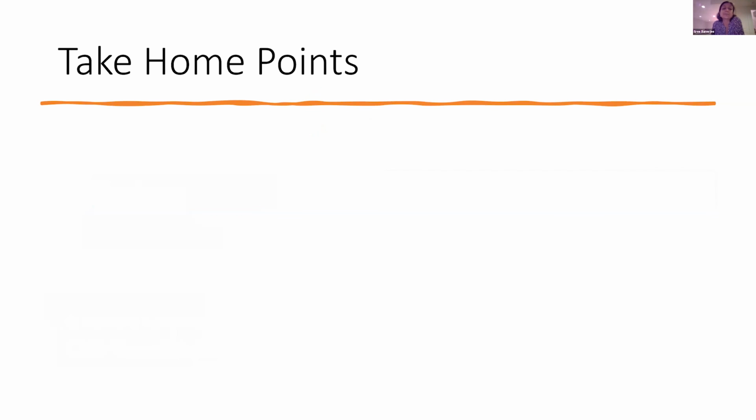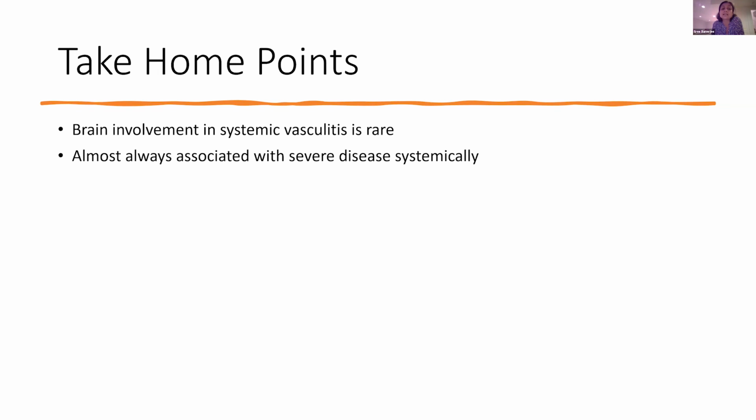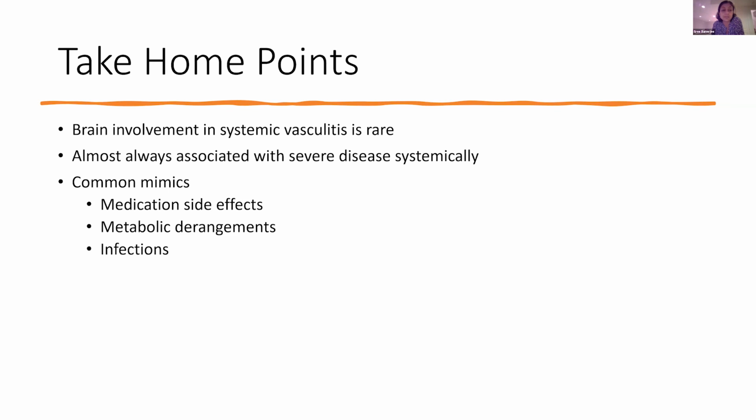All right, so let's go over the take-home points from today's discussion. Brain involvement in systemic vasculitis overall is very rare. It's less than 10%, and it's almost always associated with severe disease systemically. Common mimics are medication side effects, metabolic derangements, and infections. And then we talked about CNS vasculitis, which is a single organ vasculitis and is extremely rare.